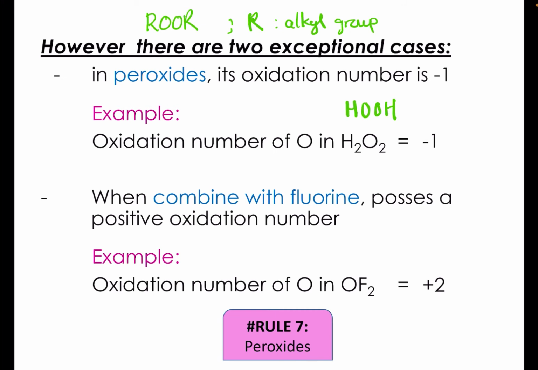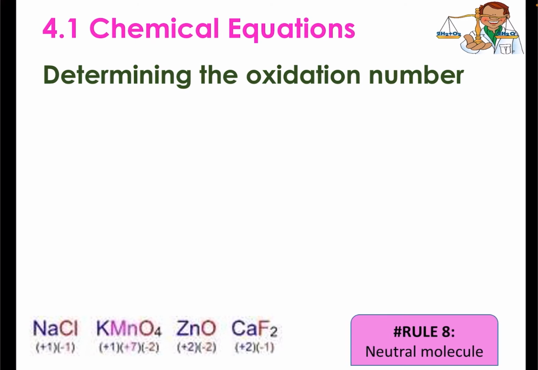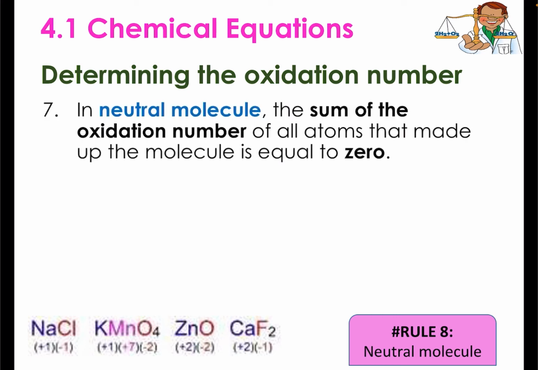Now, kita akan masuk rule seterusnya, rule number 8, applicable for neutral molecule. So, how you want to determine in the neutral molecule the oxidation number? Satu benda yang awak kena faham, neutral molecule adalah di mana kita ada summation of all atoms, which means kita akan campur semua bilangan oxidation number untuk all atoms. Dan nilai hasil tambah semuanya akan jadi 0. So, for example, saya nak awak tentukan oxidation number for any compounds, it will be always 0.